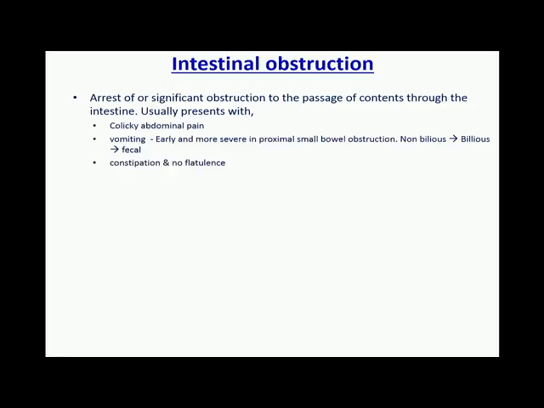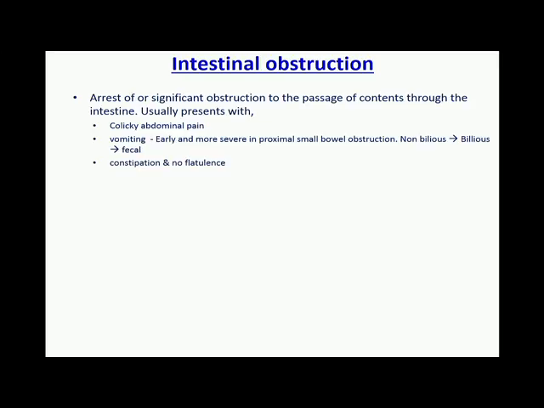And these patients usually present with colicky abdominal pain. Colicky abdominal pain is pain which comes and goes like this. Right? And these colics occur when the intestine contracts rapidly to overcome that obstruction. So when there's an obstruction, if the intestine is still functional, it tries to overcome that obstruction. So it contracts rapidly, and that causes ischemia, and ischemia causes pain.